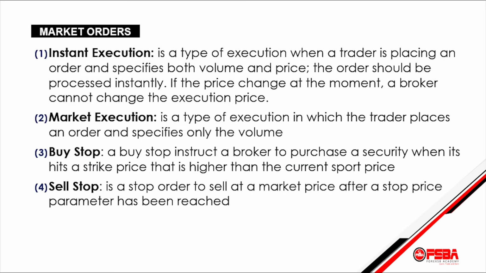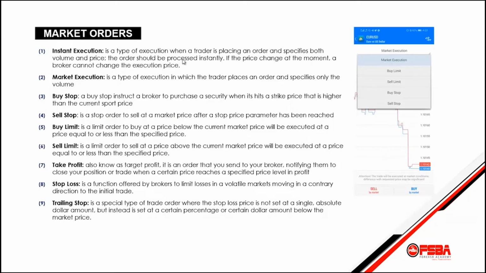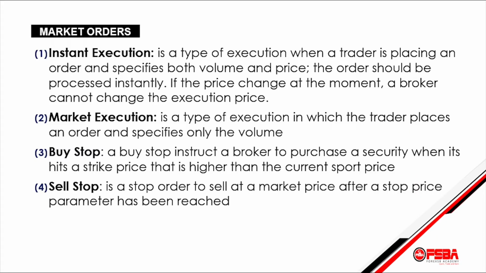Market orders. Instant execution is a type of execution when a trader is placing an order and specifies both volume and price. The order should be processed instantly. So instant execution is when you place a buy and you want the market to open at that particular time, or you place a sell and you want that trade to open at that particular time. Market execution is a type of execution in which the trader places an order and specifies only the volume.